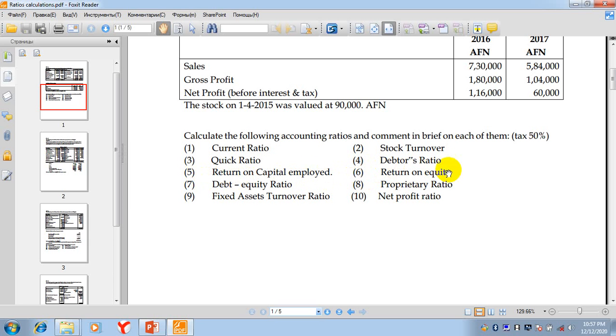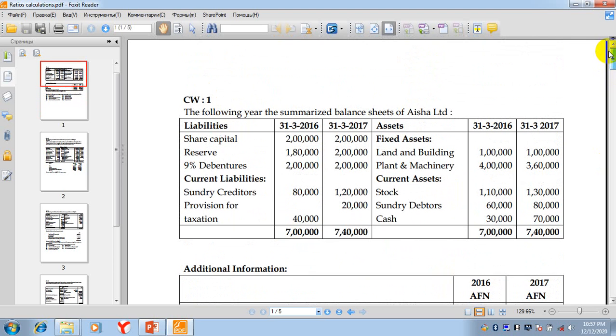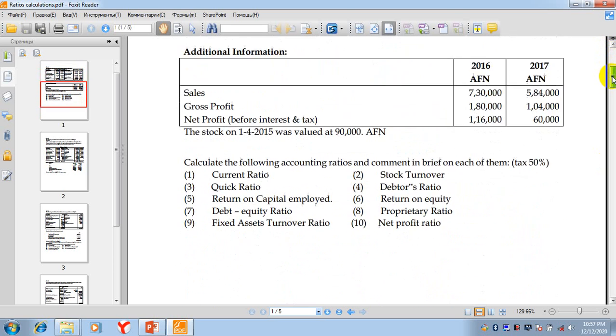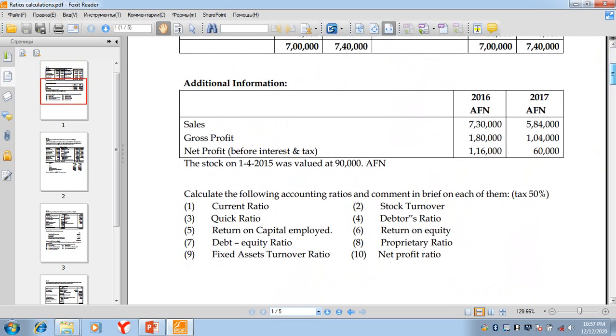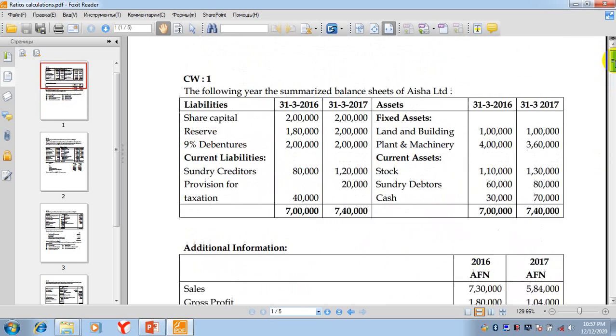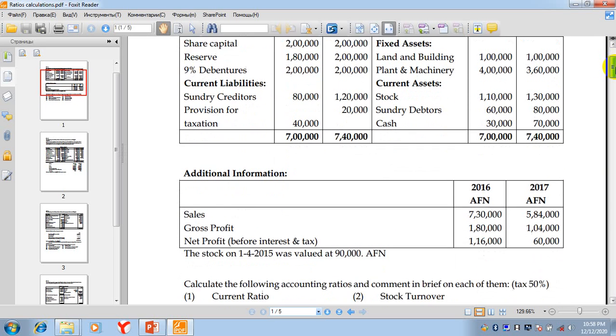Return on capital employed, return on equity. No, this is return on equity. This is return on investment. Debt to equity ratio, proprietary ratio, fixed assets turnover ratio, and net profit ratio. So you will calculate all these ratios. This is the data, and you will calculate this. In the next class, I will give you another assignment. When you solve this, send it to me in the WhatsApp group.